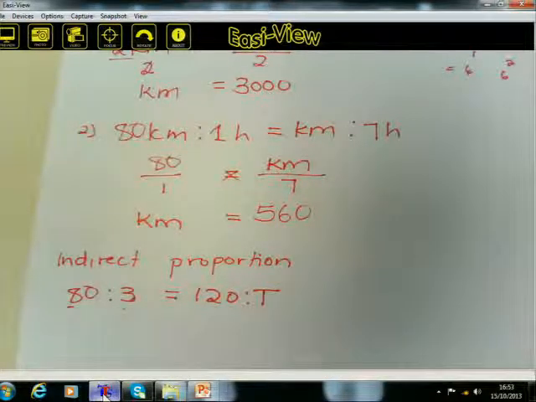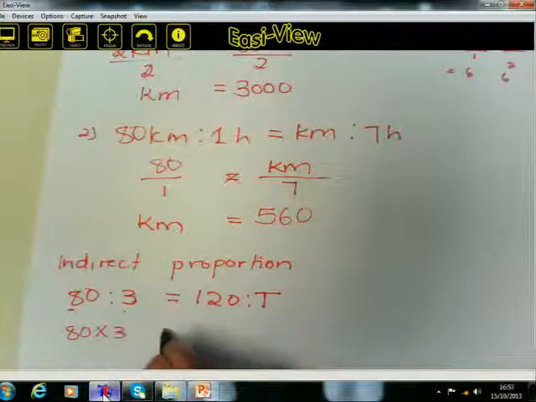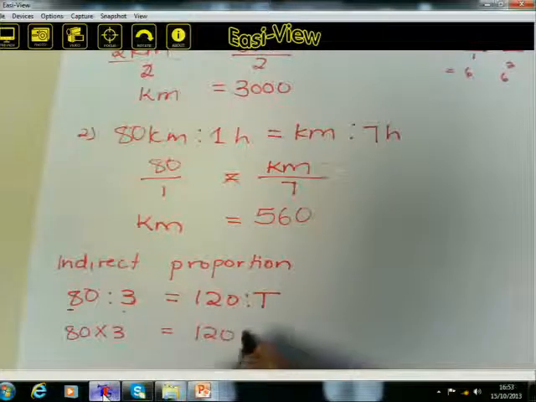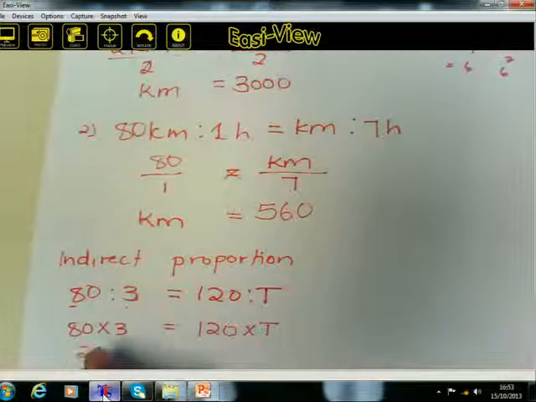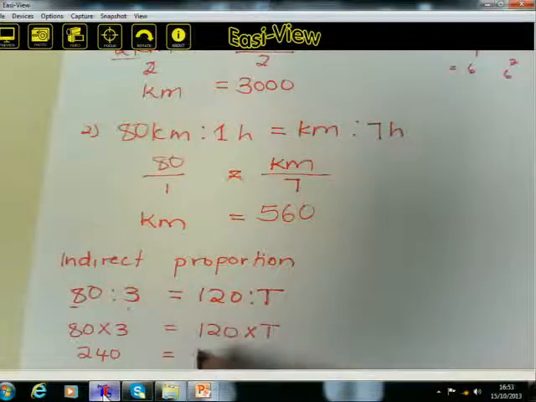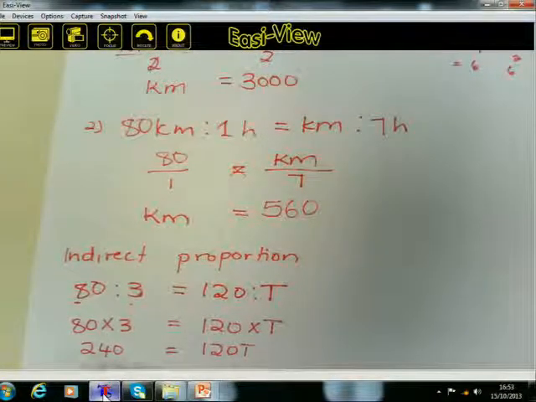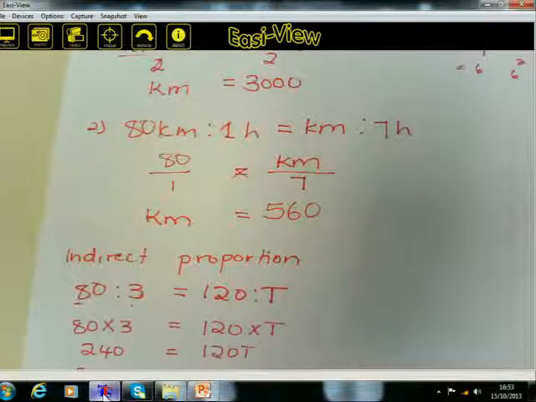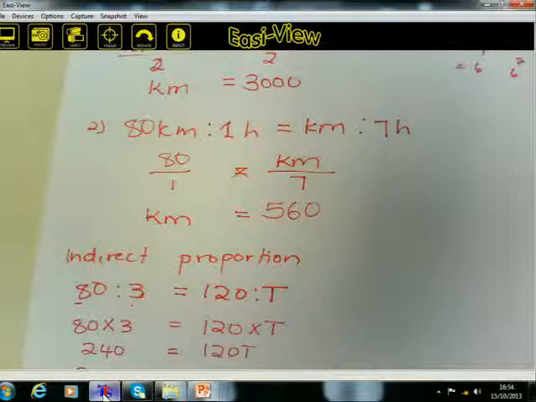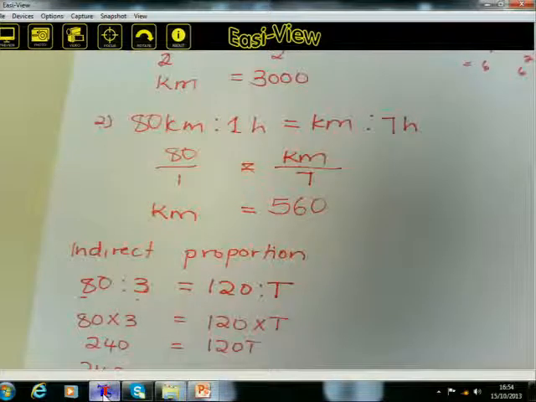Now in indirect proportion, we're going to say 80 multiplied by 3 is equal to 120 multiplied by T. And then we're going to have 240 is equal to 120T. Let's bring down 240 equals 120T. We divide by 120 on this side and we divide by 120 on the other side. And then let's see how much T will be equal to.